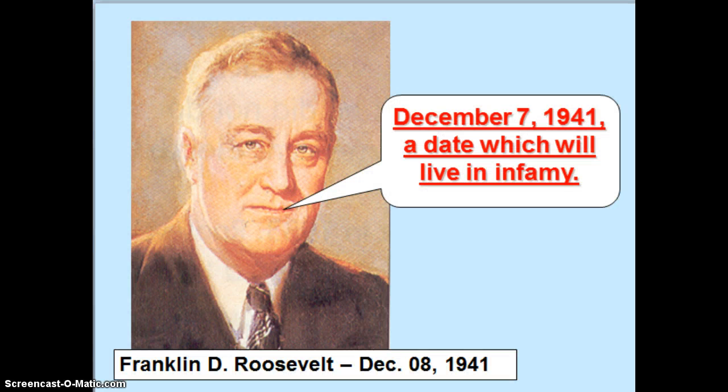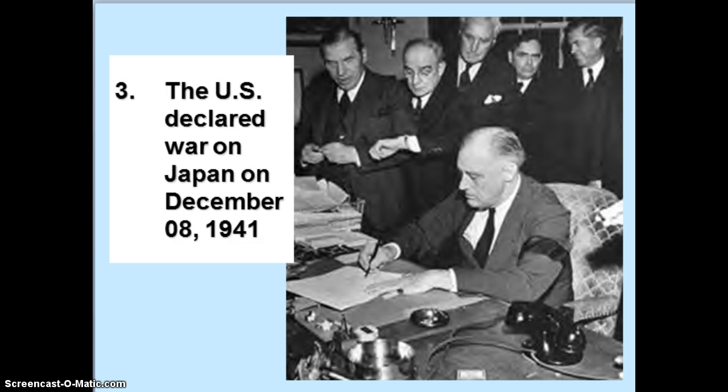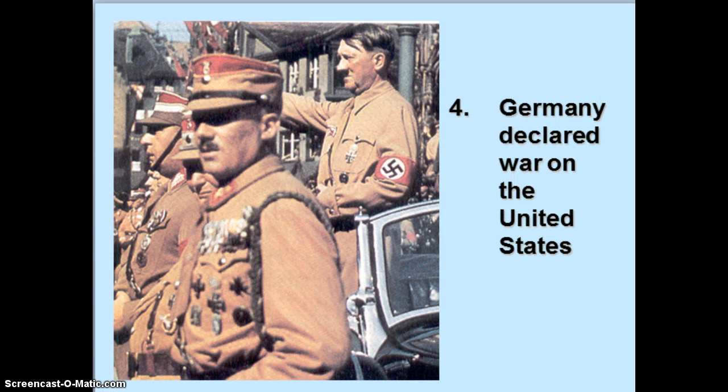President Roosevelt said on December 8th, the day after Pearl Harbor, "December 7th, 1941 is a date which will live in infamy." That means it will be famous for a bad reason. We will remember it for a terrible tragedy, not because it was famous for a good reason, but because it was famous for a disappointing reason. The U.S. officially declares war on Japan on December 8th, 1941. Congress approves President Roosevelt's proposal. After the U.S. declares war on Japan, Germany turns around and declares war on the United States, which puts the U.S. directly involved in this war.